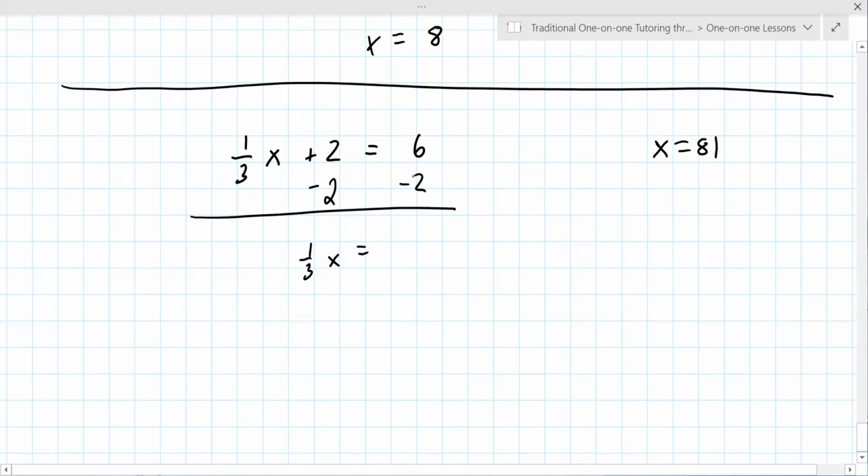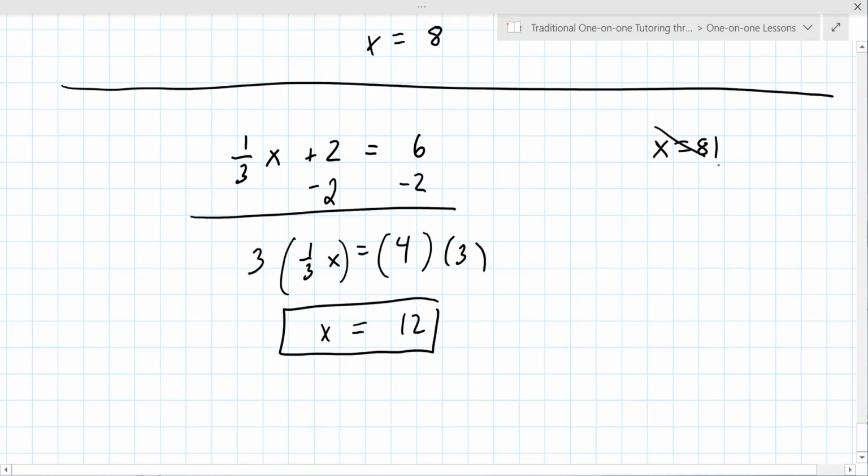4. Okay. How do you undo multiplication by 1/3? What should you multiply by? Multiply by 3. Okay. What is 4 times 3? 12. Good. So not sure how you got 81, but we'll look at that another time.